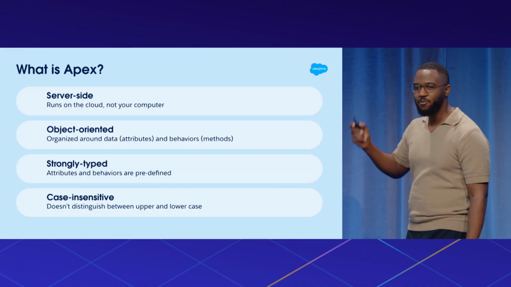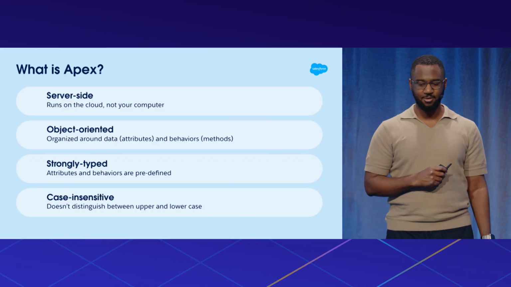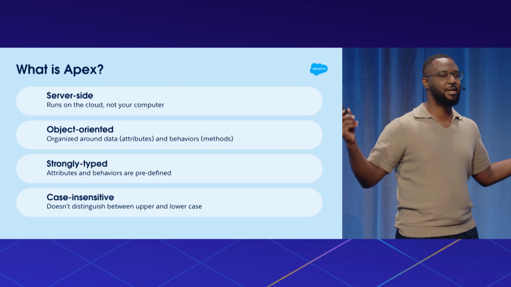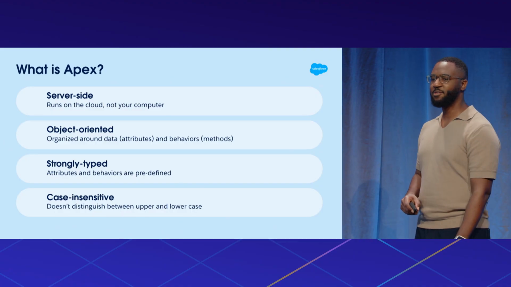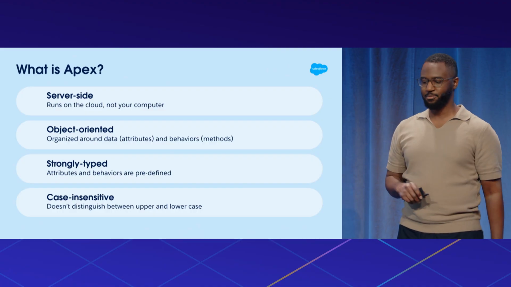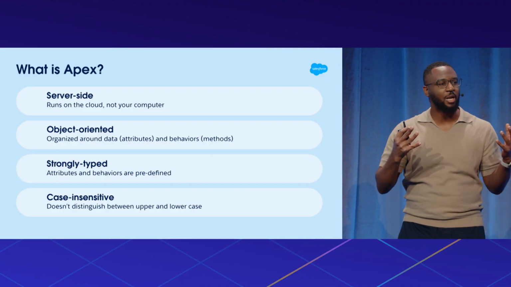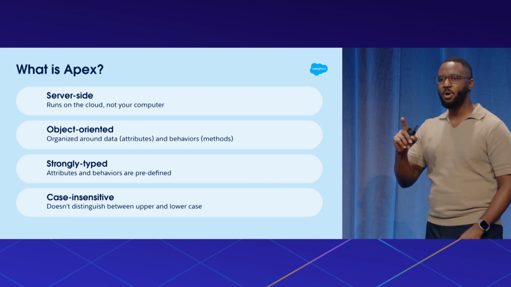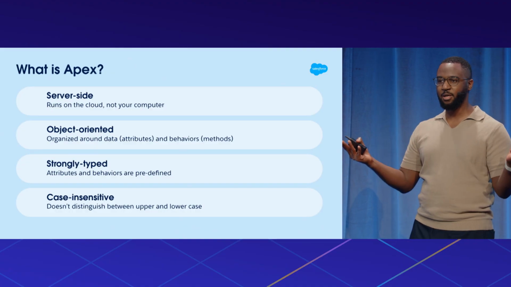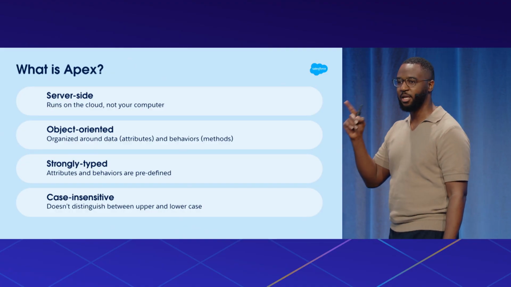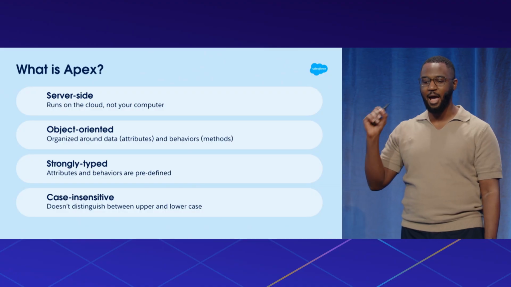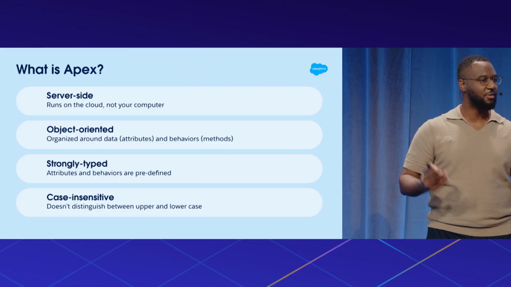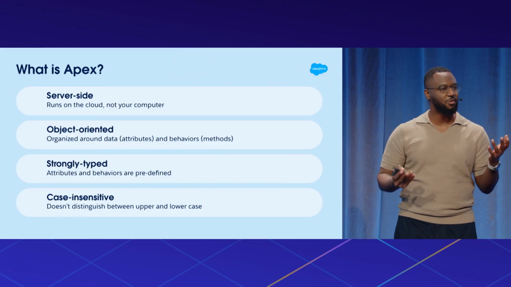Apex is a server-side, object-oriented, strongly typed, case-insensitive programming language. Let me break that down for y'all. Server-side means that it runs in the cloud, not your computer. Object-oriented means that it's organized around data, and that data has attributes and behavior. Strongly typed means that when you create some data in Apex, you must say what type of data it holds and what type of behaviors it has. And case insensitive mostly just means that Apex doesn't distinguish between upper and lowercase characters.